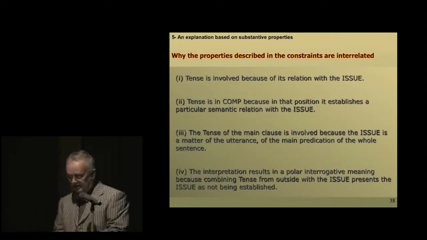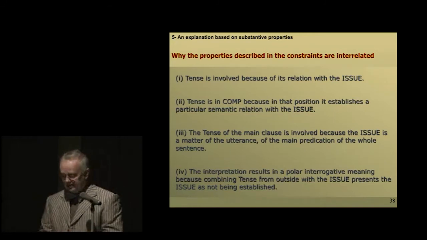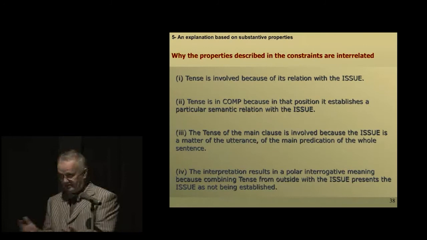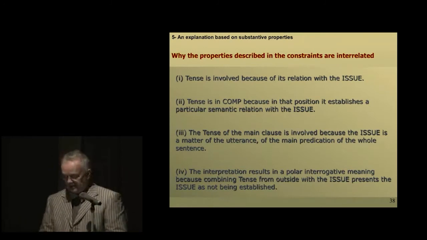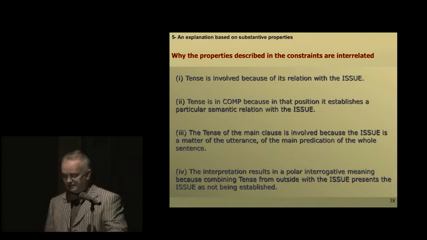So now we look at why the properties described in the four constraints I named earlier are all interrelated. Well, tense is involved because of its relation with the issue. There's a semantic thing going on between these two elements. Tense is in comp because in that position it establishes a particular semantic relation with the issue. The tense of the main clause is involved because the issue is a matter of the utterance of the main predication of the whole sentence. And finally, the interpretation results in a polar interrogative meaning because combining tense from outside with the issue presents the issue as not being established.